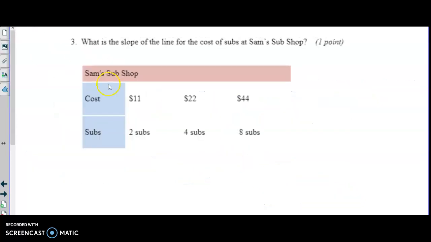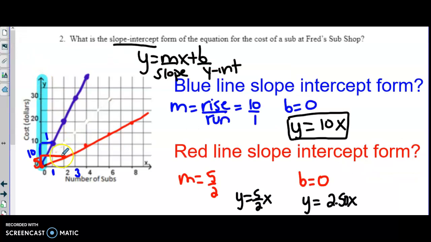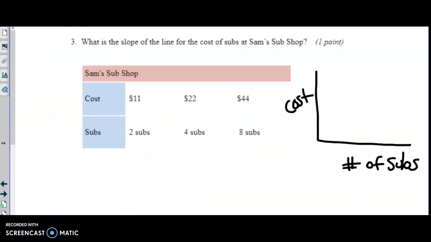Okay. What is the slope of the line for the cost of the subs at Sam's sub shop? All right, well, if you're thinking about slope, you have to think about rise over run, but this one's a little bit tricky because it doesn't just give you an x, y table. You have to go back and think about how the graph was labeled. Remember in our graph, the y-axis was the cost and the x-axis was the number of subs. Like if we go back and look at these other graphs, the number of subs is the x-axis and the cost is the y-axis. So this isn't written as an x, y table because the cost is not the x value. The cost is actually the y value. And then the number of subs is actually the x value. That kind of bothered me a little bit when I first looked at it.